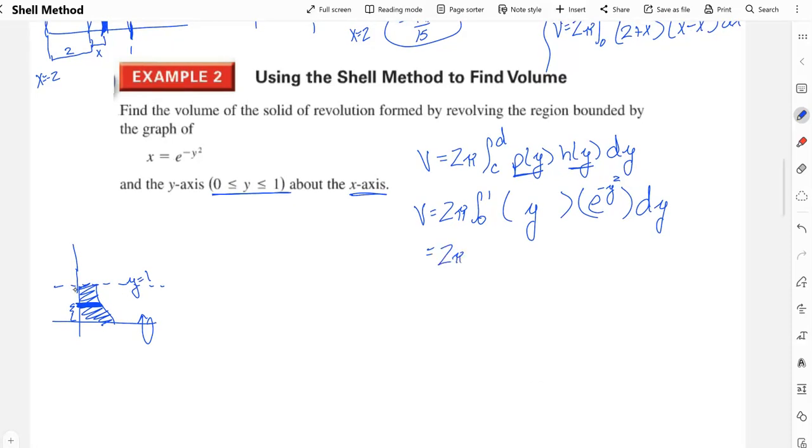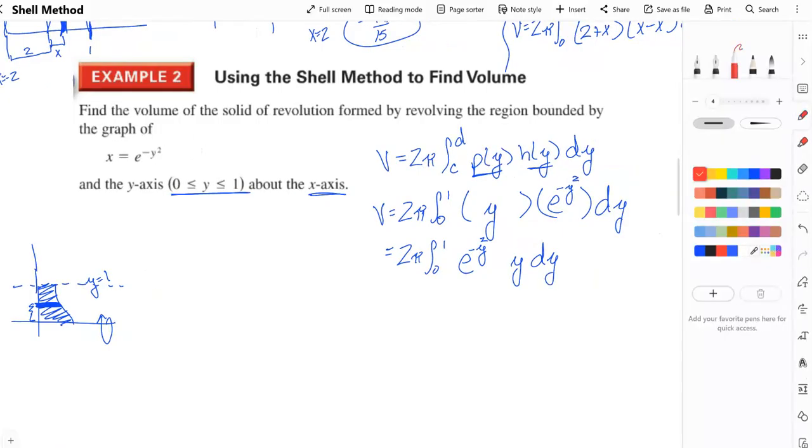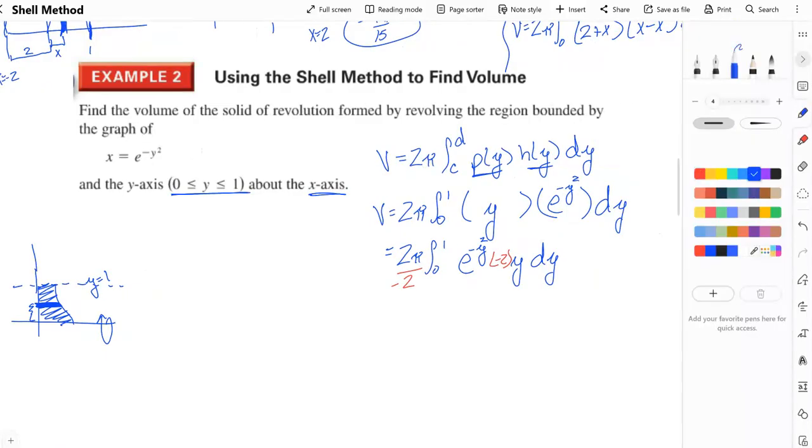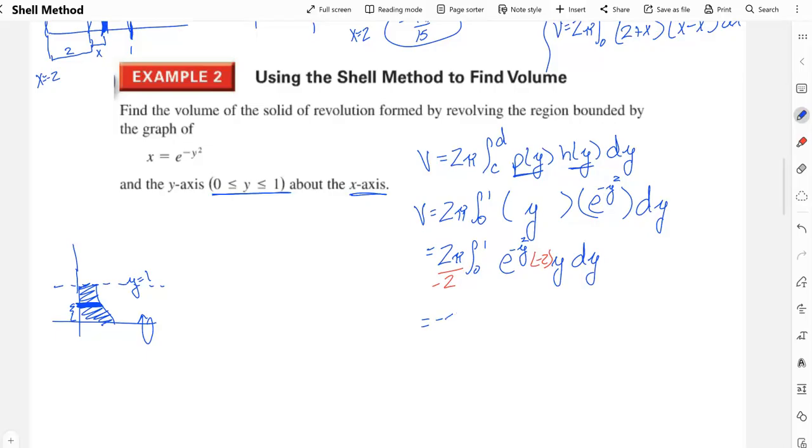So we're going to have 2 pi integrating from 0 to 1. I'm going to rewrite this times y dy. We're going to think about a u substitution. So u would be negative y squared. So I need a negative 2, compensate with a negative 1/2. And then when I integrate e to the u, I'm going to get e to the u. I'm going to evaluate from 0 to 1.